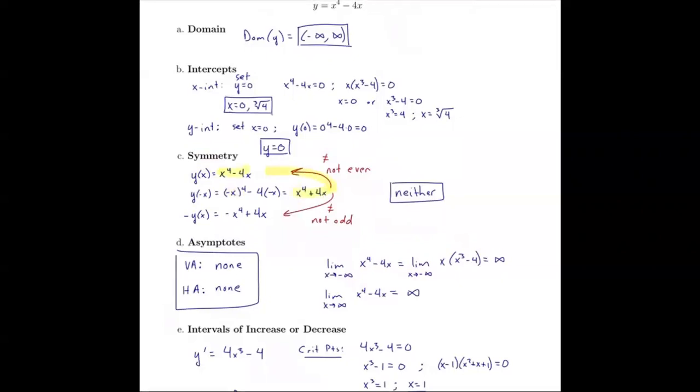So this function is not even. The last thing to check is this. Negate the whole function here, so multiply by a minus sign in front of all of these. And we have negative x to the fourth plus x to the fourth. This one is not equal to this one either. So again, we compare these two, and we compare these two. These two aren't equal because of the minus sign in front of x to the fourth down here. So the function's not odd either.